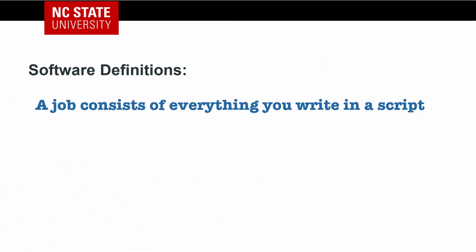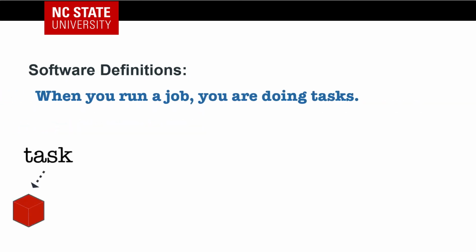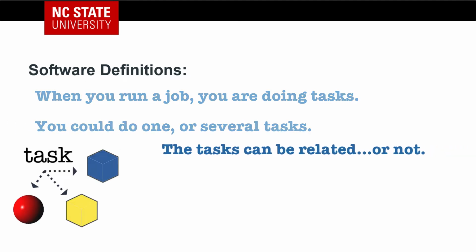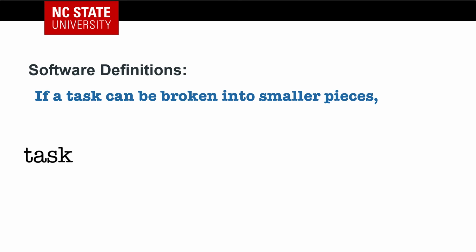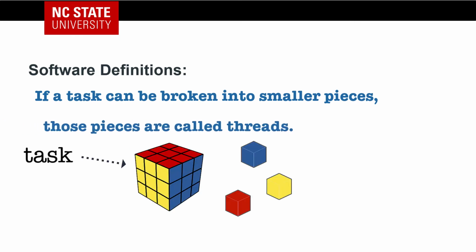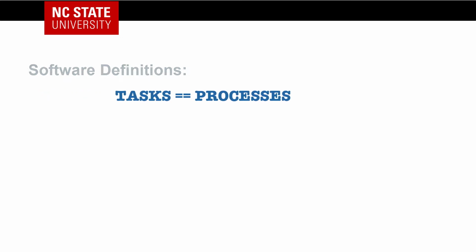A job consists of everything you write in a script and submit to LSF. When you run a job, you are doing tasks. You could do one or several tasks. The tasks can be related, but they don't have to be. If the work to be done by a task can be broken up into smaller pieces, those pieces are called threads. Tasks are sometimes called processes, and these terms can be used interchangeably.